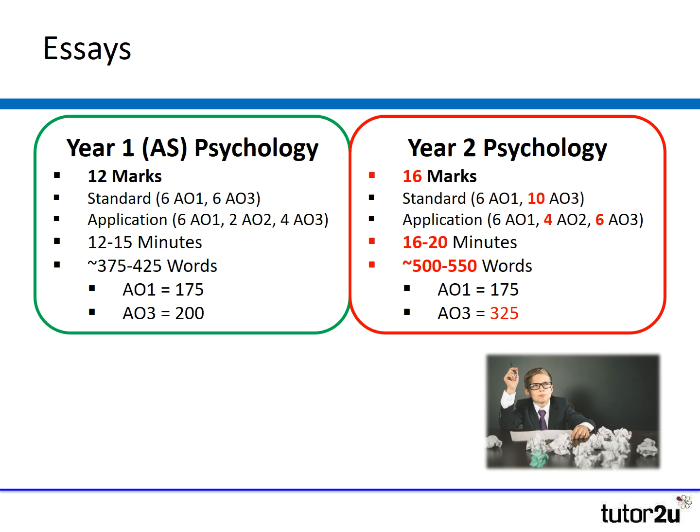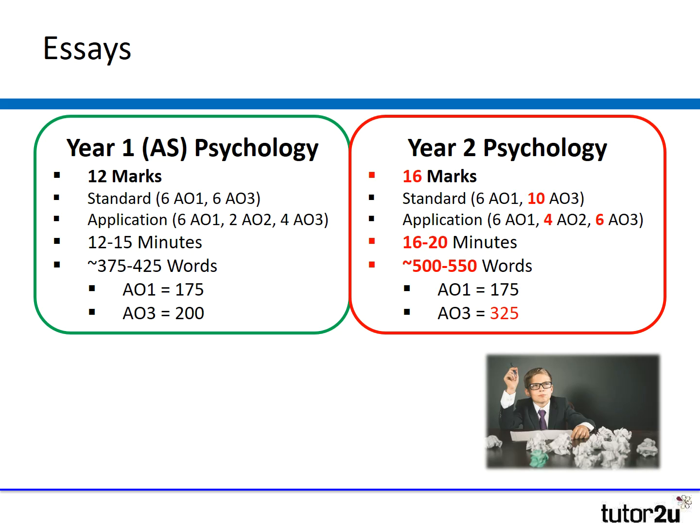In year 2, although some of it changes, not everything changes, it will be 16 marks. As you see, a standard essay is still 6 marks for knowledge, but now 10 marks for evaluation, so the evaluation has increased. If it was an application essay, the number of application marks has gone up, as has the number of evaluation marks. You're therefore going to have slightly longer to write this. You've got around the 16 to 20 minute mark, roughly speaking 500 words.